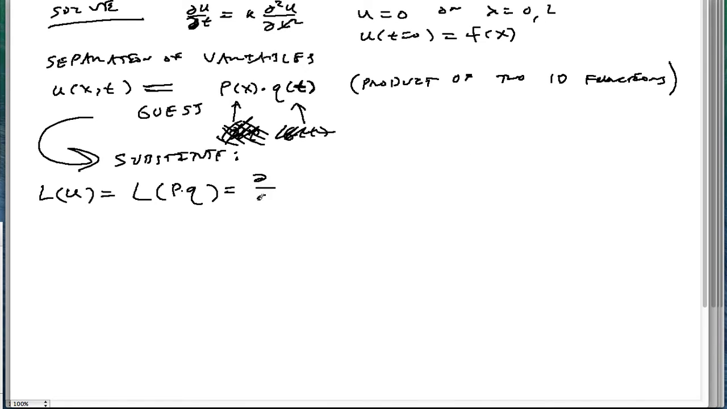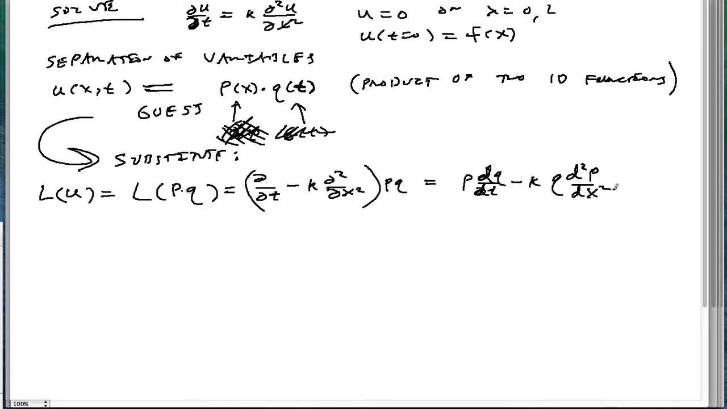And that is the partial with respect to t minus k second partial with respect to x, of PQ. Now remember, P is a function of x, Q is a function of t. So the partial with respect to t actually becomes a non-partial derivative with respect to q, and minus, the q comes out front, and then we have the second regular derivative of p with respect to x. And that's all equal to 0. So now we have this equation here.